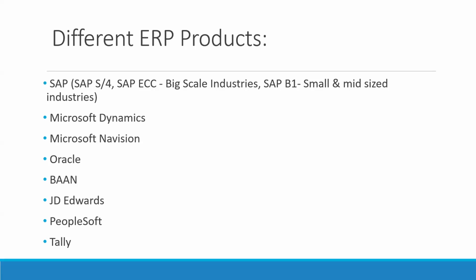So these are considered different ERP products, wherein we can use the same product in all the departments of a company. These are the different examples of ERP tools or ERP products. And out of these, we are going to learn more about SAP S4 HANA.